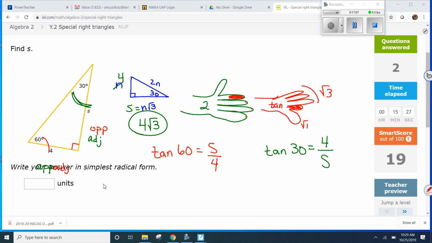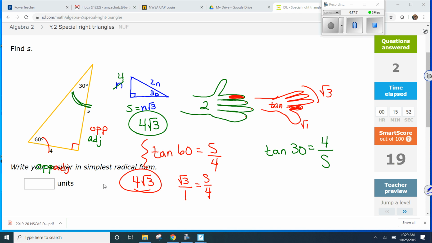So if I set it up using this, the tangent of 60 equals S over 4, you get radical 3 over the square root of 1, which is 1, is equal to S over 4. And when you cross multiply, you get 4 radical 3, which is what we got in the green when we used the special triangle.